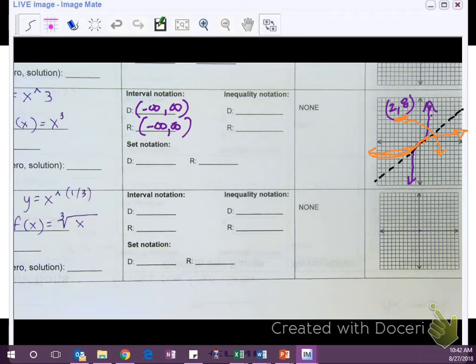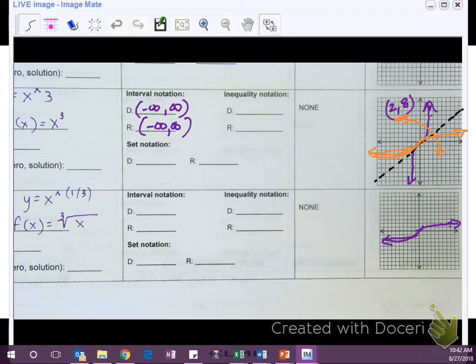So we know it passes through the origin. We know that (1, 1) and (-1, -1) are still in the function, but now I know that when I get out here to 1, 2, 3, 4, 5, 6, 7, 8, I'm at 2. So it goes this way, and this way. So that's my cube root function.